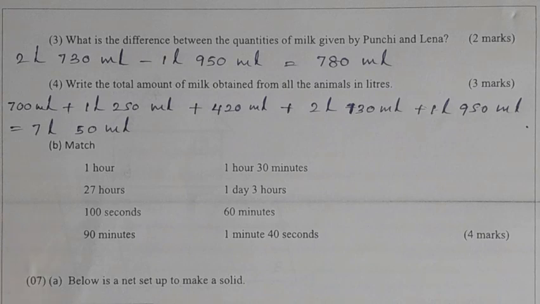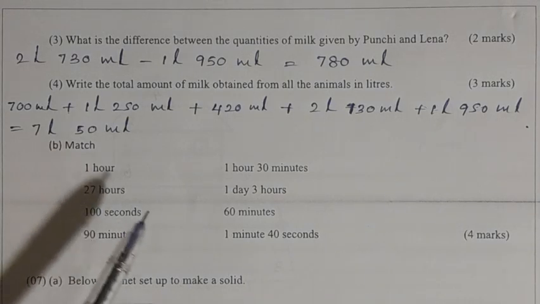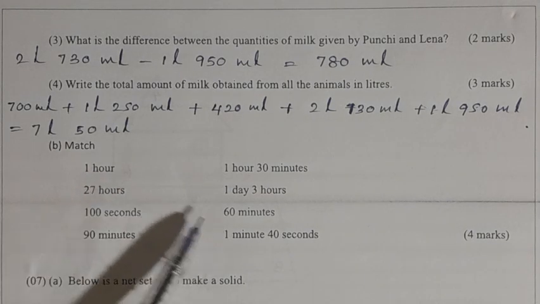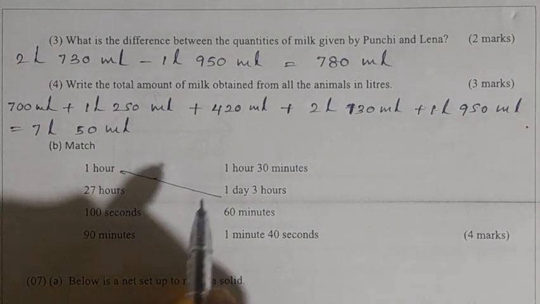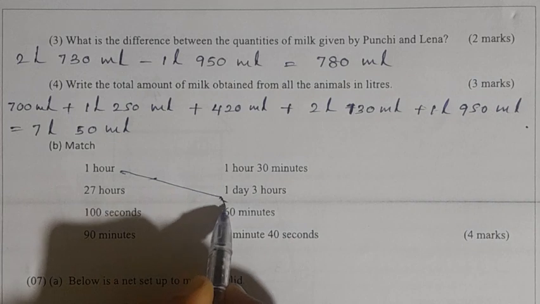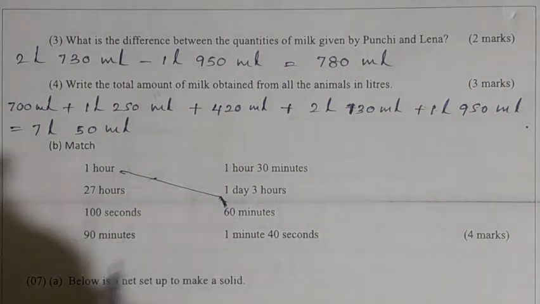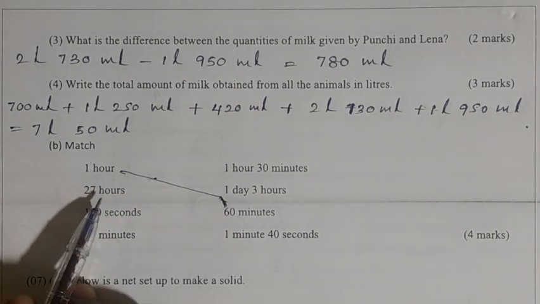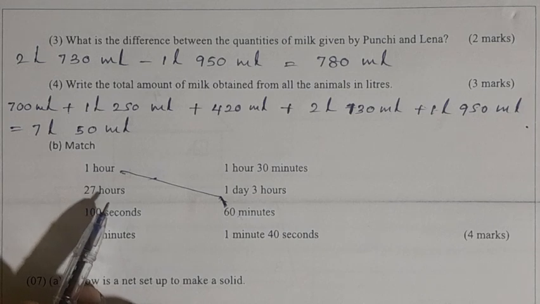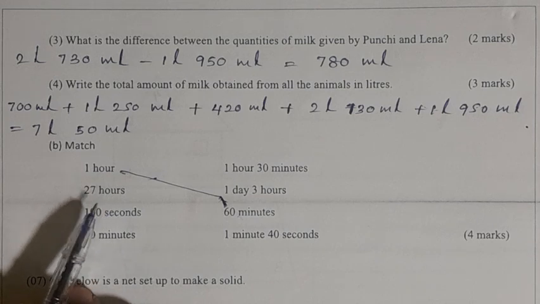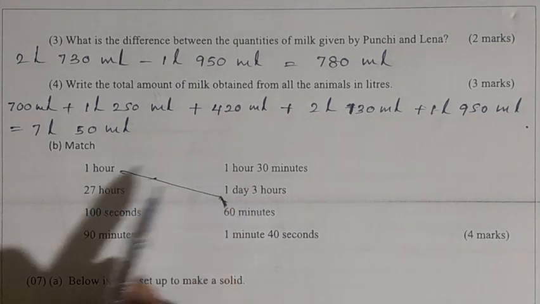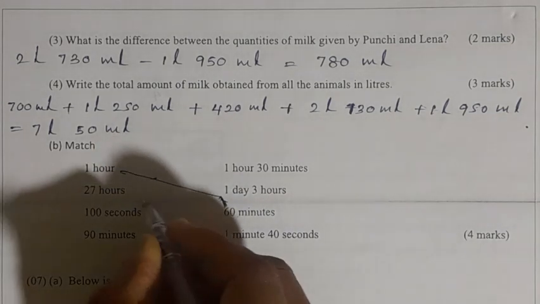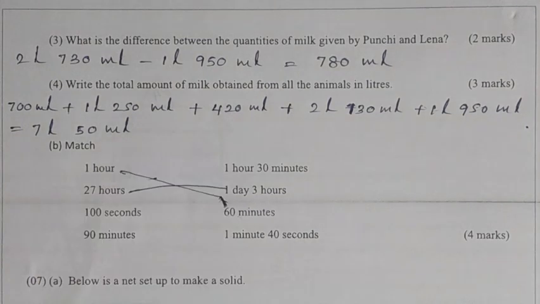Then B part, we are given to match. 1 hour is equal to 60 minutes. This belongs to 60 minutes. Then 27 hours. 27 hours means 24 hours is equal to 1 day. So 1 day, 3 hours is remaining. So this is the matching.